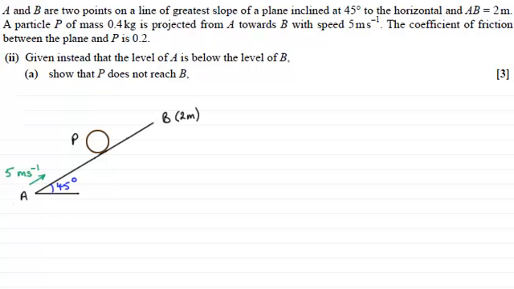Now what I'm going to do here is work out the distance that the particle P goes up the plane before it comes to instantaneous rest. And I'm hoping that that distance is going to turn out less than 2 meters. So I'm just going to say that the particle comes to instantaneous rest at some point up here. Okay, so we'll mark that in as 0 meters per second. And I'm not assuming that that distance is up to 2 meters.